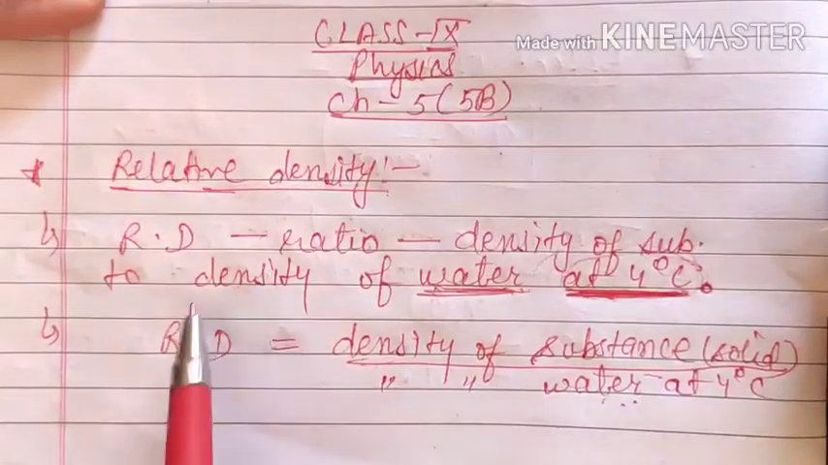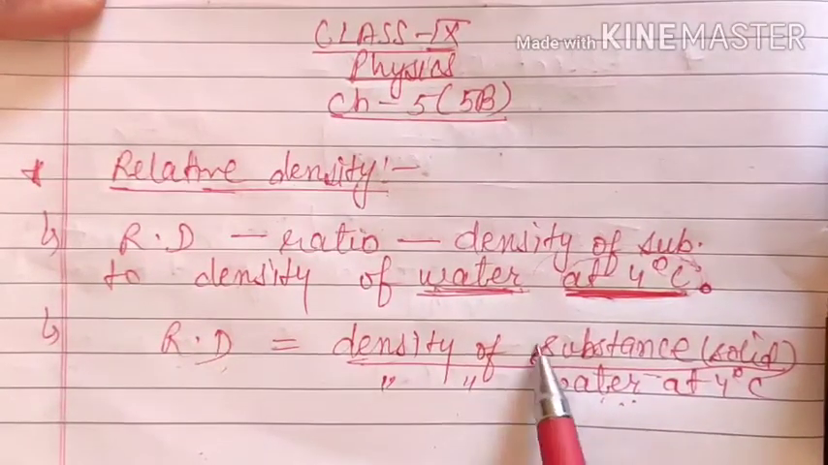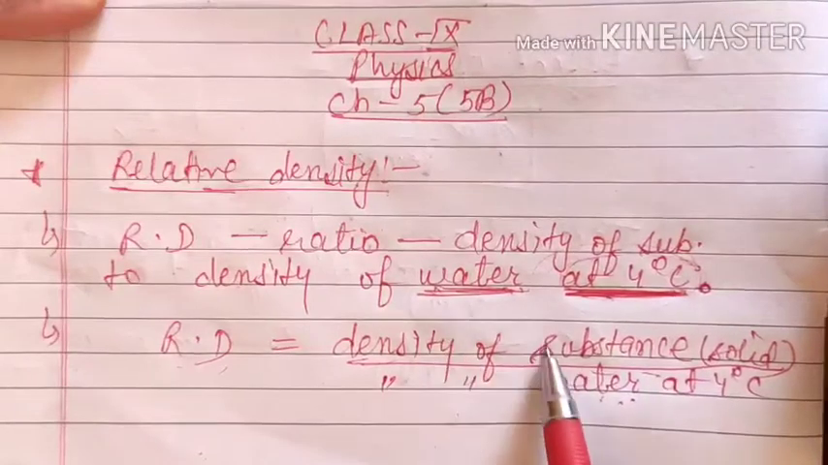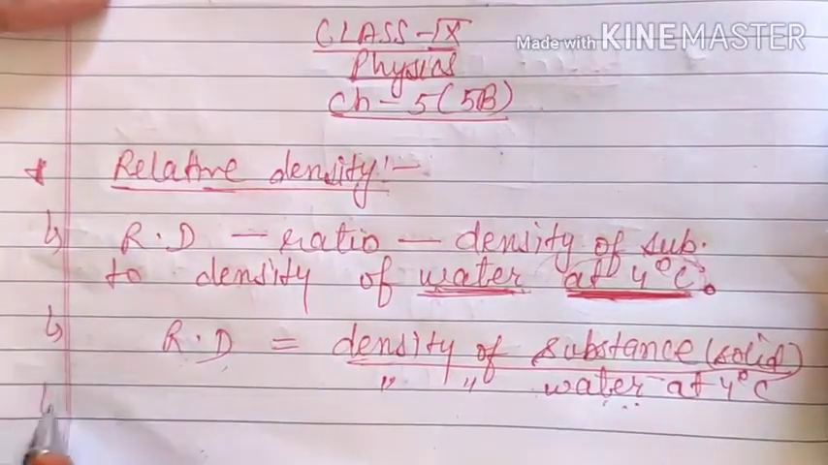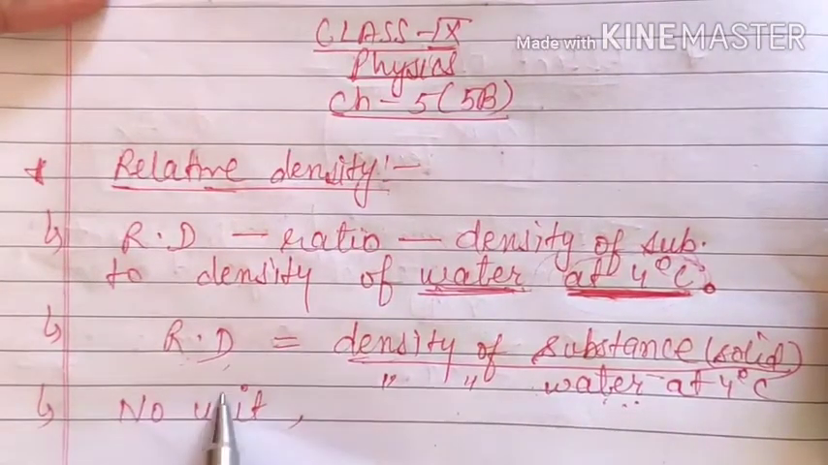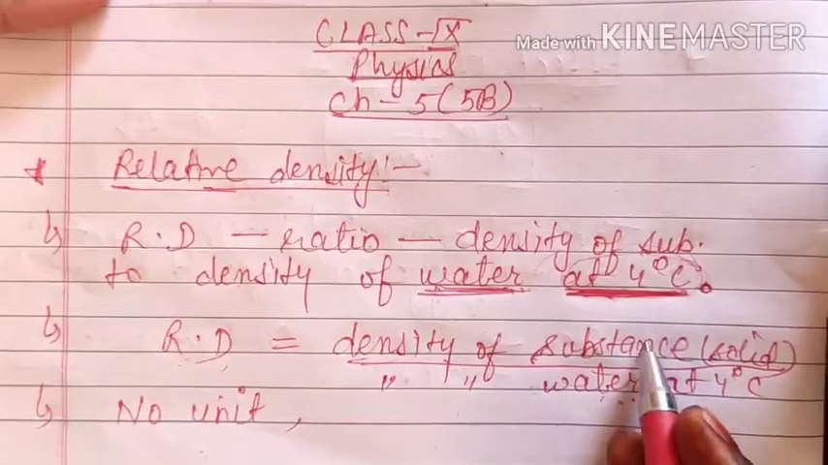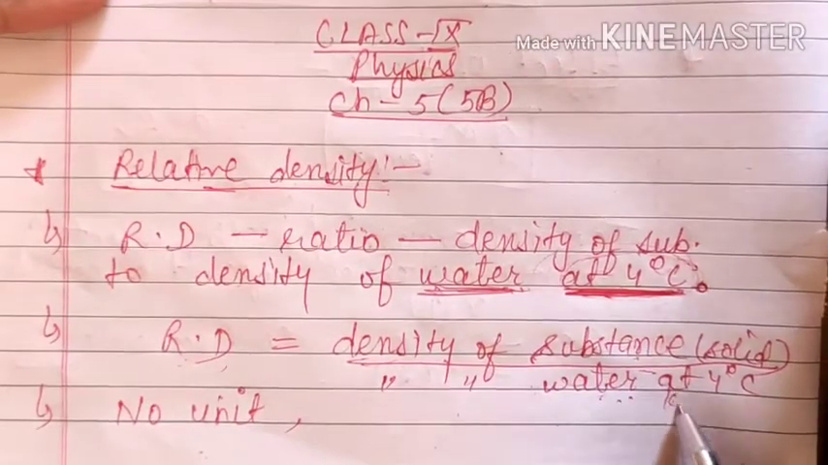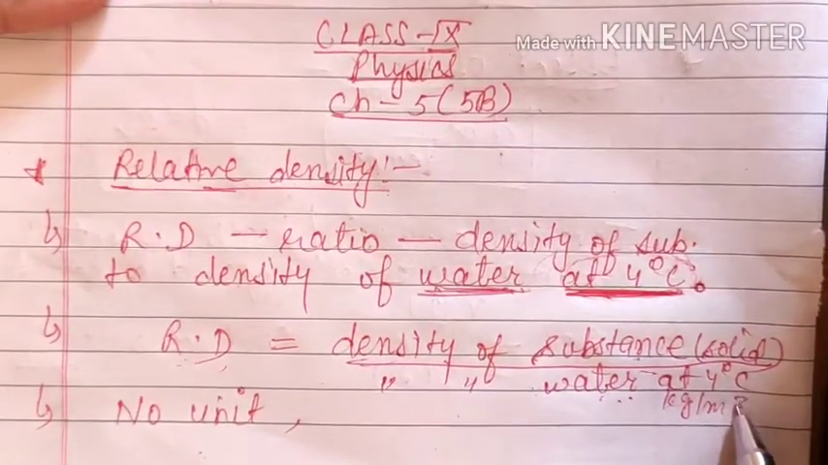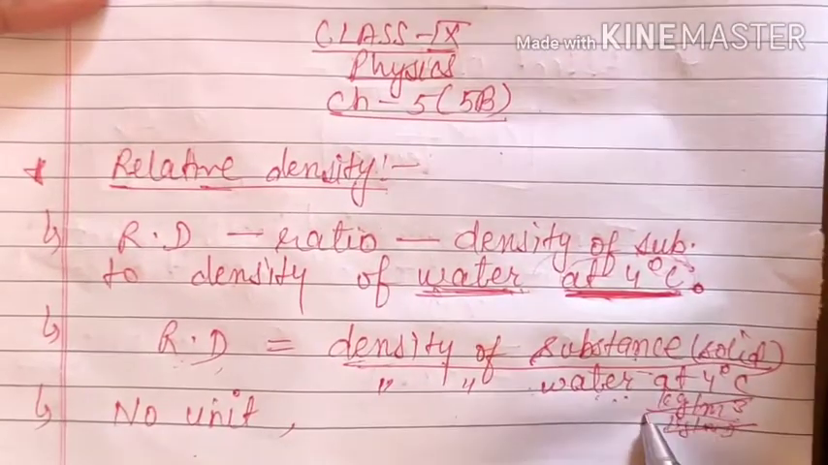So relative density is the ratio of two densities. From here you know that it will not have any unit. So you will say that relative density has no unit. Why? Because this density will have a unit. If you are taking it in SI, then it will be kilogram per meter cube, and the water will also have the unit kilogram per meter cube. So they will cancel out each other.